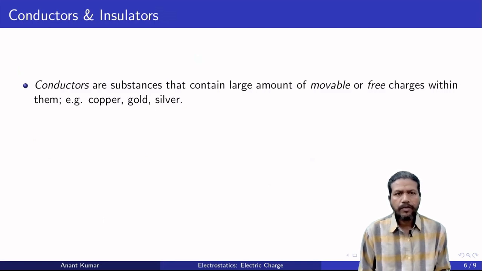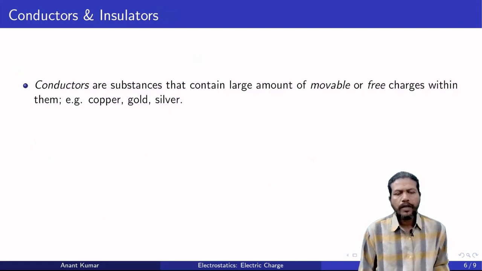But this is not going to happen, for example, in the case of plastic or wood, because in these substances the electrons are tightly bonded to the atoms. They are not free, and therefore they do not have such liberty. The electrons are bound very tightly to the nucleus, and they can't move. So conductors are substances that contain a large amount of movable or free charges. We shall see that later on this property becomes very, very useful. In fact, many properties of conductors follow from this.